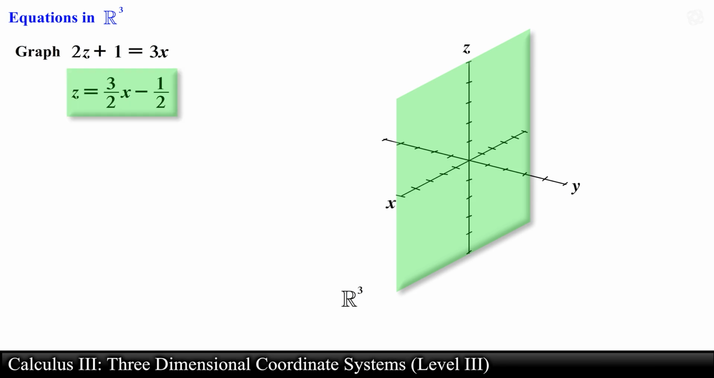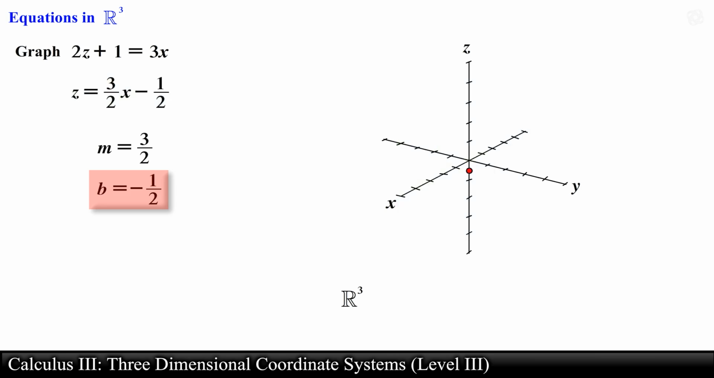So looking at the equation, we see that the z-intercept is negative 1/2. So we first plot this point as follows. Then we notice that the slope is positive 3/2. So we use this slope to generate an additional point. Starting from the z-intercept, we move 3 units towards the positive z-axis and 2 units towards the positive x-axis. Then we go ahead and create a curve connecting both points as follows.